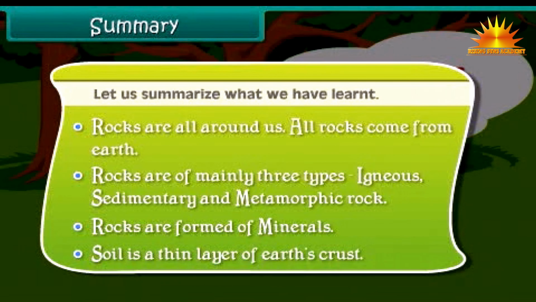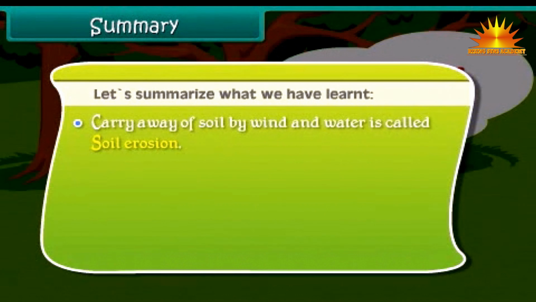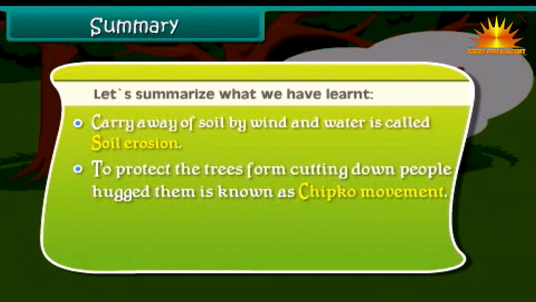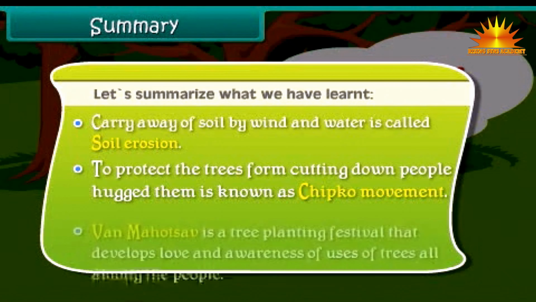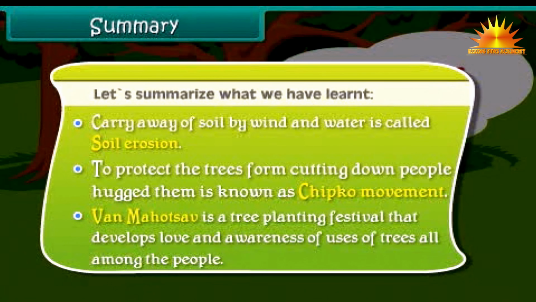Soil is a thin layer of the earth's crust. Carrying away of soil by wind and water is called soil erosion. To protect the trees from being felled, people hugged them, and this movement is known as the Chipko movement. Van Mahotsav is a tree planting festival that develops love and awareness of uses of trees among the people.